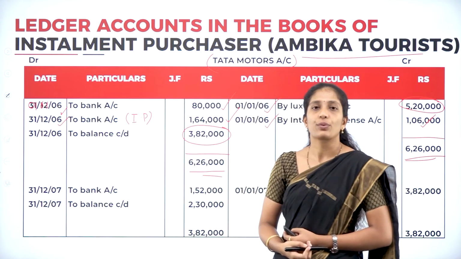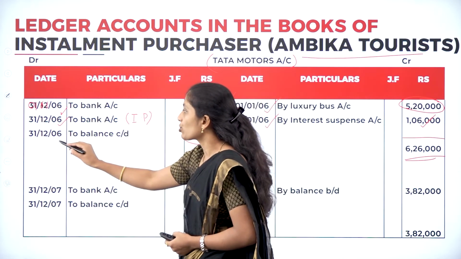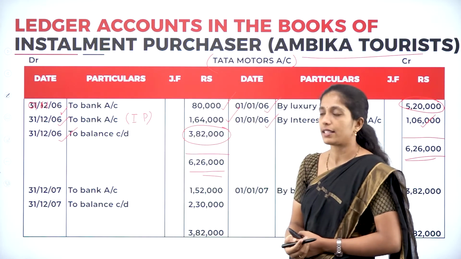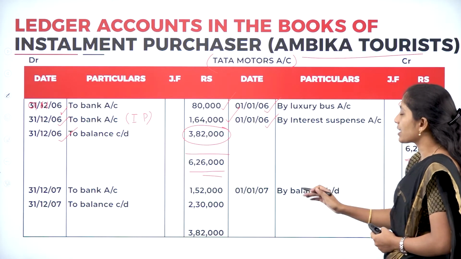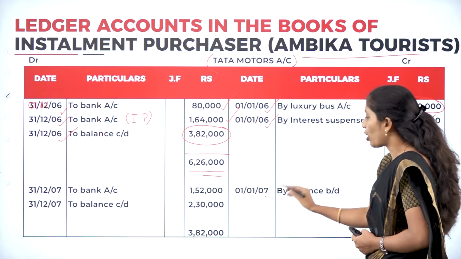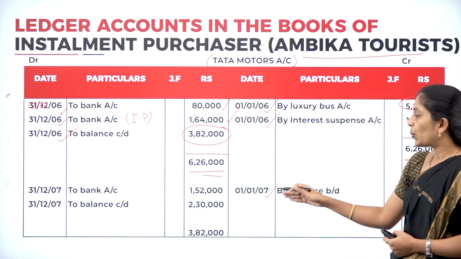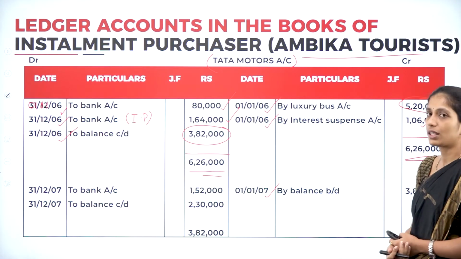Now what are you going to do with this? You have to carry it down for the next year. That is 31/12/06 to balance carried down, 3,82,000. Now come to the next year. Whatever balance you have carried down in the previous year, you have to bring down in the beginning of next year. 1/1/2007 by balance brought down 3,82,000.